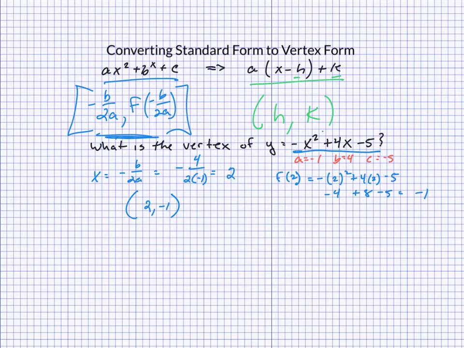Now if I put it into my vertex form up here, that should be a. We have a is negative, because that's the only a value here. Then we have x minus, and we said our x value is 2, squared, and then instead of plus k, and k we have determined is -1, so we have negative x minus 2 squared minus 1, and that is converting standard form to vertex form.